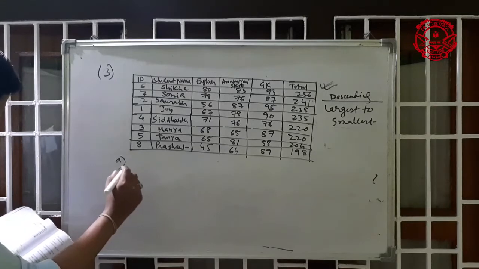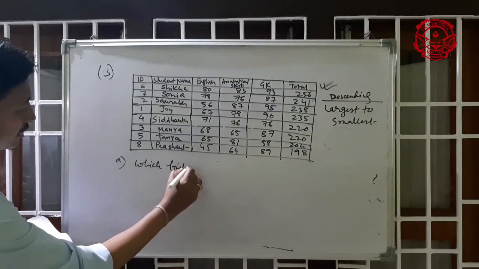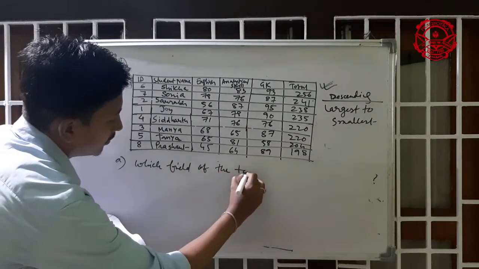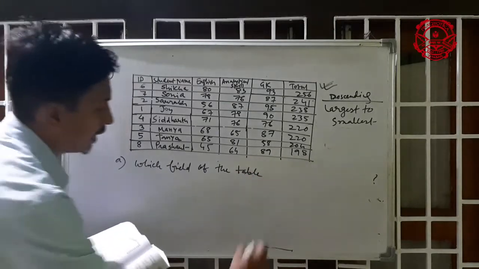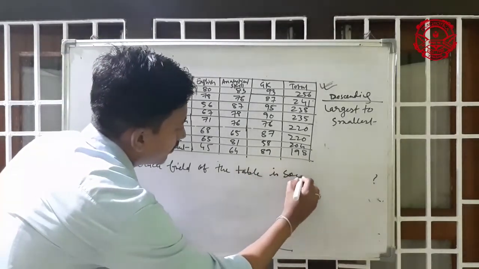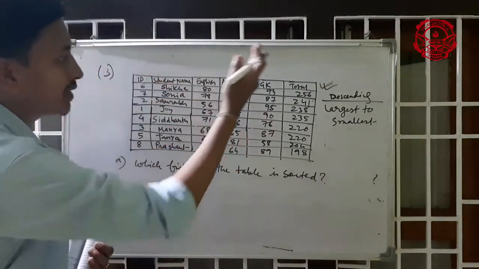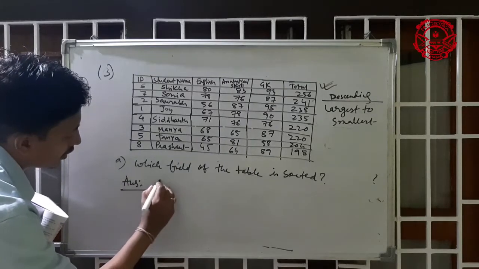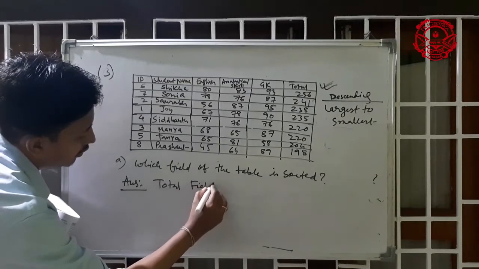The question is which field of the table is sorted. The answer is the total field.